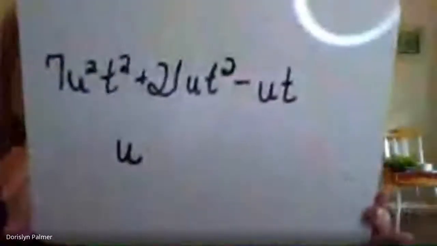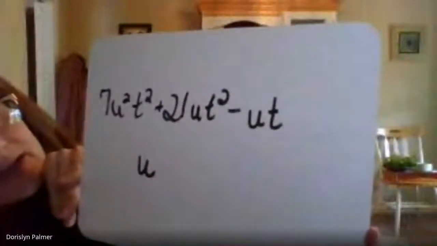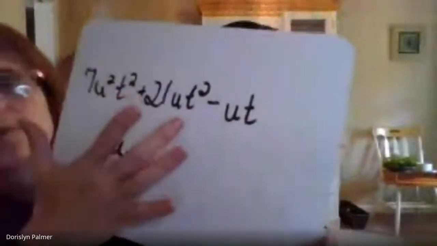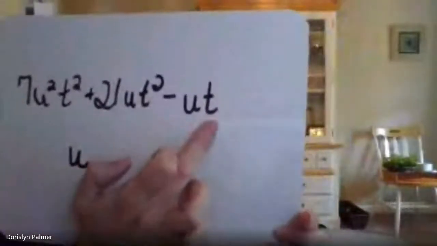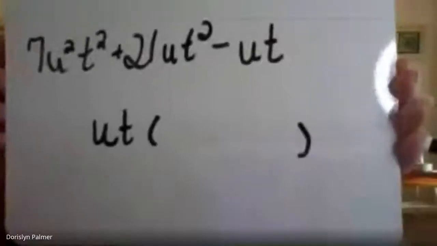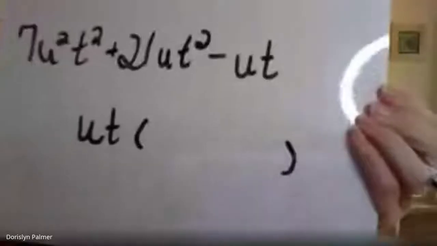I can take out a U. I'm going to write that down. Just one U, because that U to the first power is the smallest U I have. This one has a T squared. This one has a T squared. This one has a T to the first. So I can take out a T to the first. All right, so I'm pulling out a UT, and I have a set of parentheses.